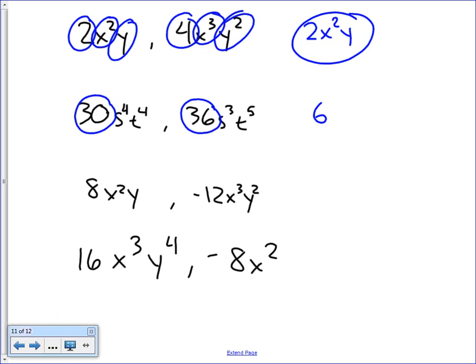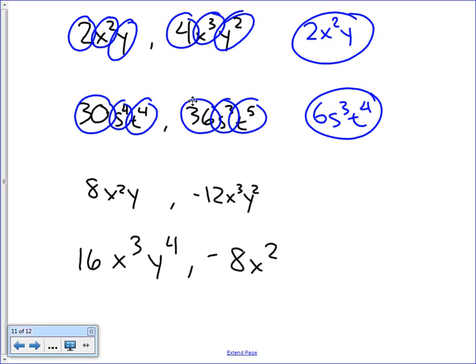And then I have s's in common. So use the lower one, s to the third. I have t's in common. So t to the fourth is the lower one. Continuing on, and these ones have a negative. Now, the negative is just kind of throwing you off. You don't really even need to worry about the negative. So 8 and 12. Ignore the negative. It's just trying to throw you off. 4, because 4 can still divide negative 12.